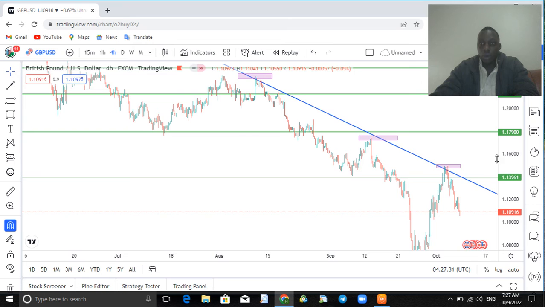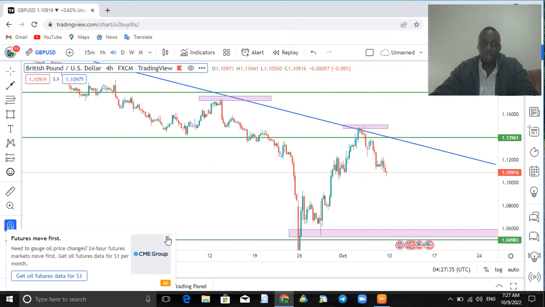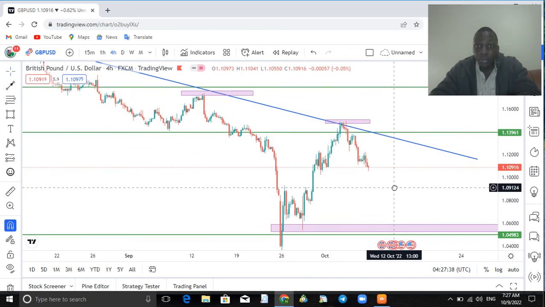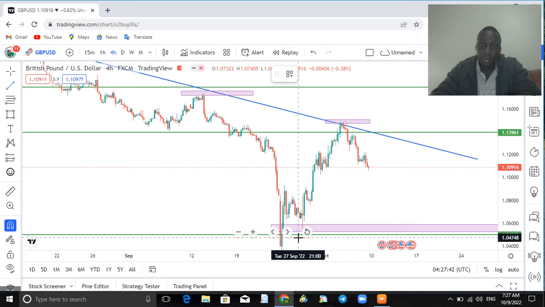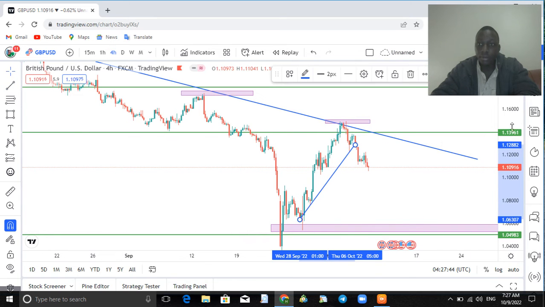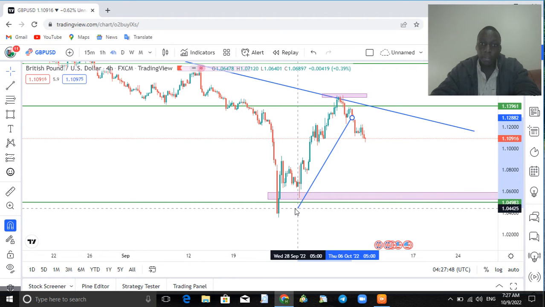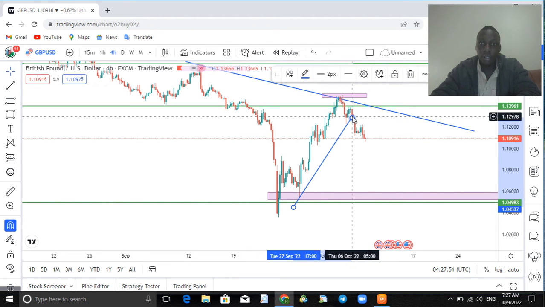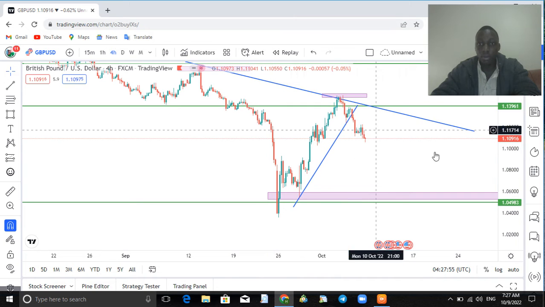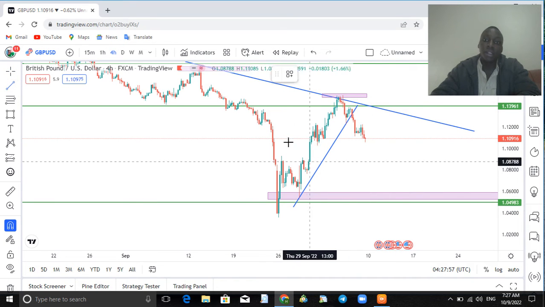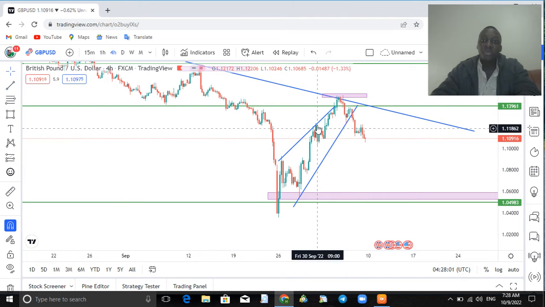But now we want to look for what we are going to trade tomorrow, because tomorrow is when the market is going to open. Now if I try connecting my recent highs and lows, you can clearly see that we had a nice flag.